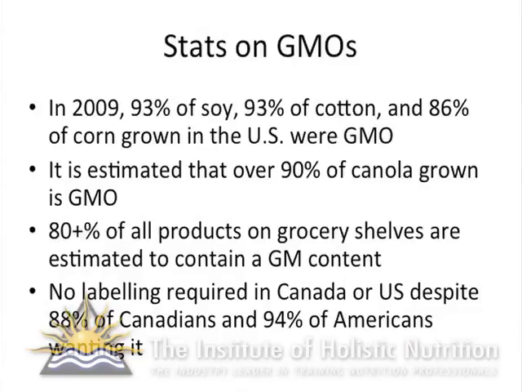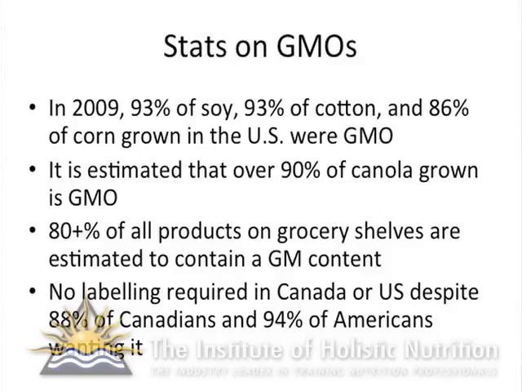And so some of the statistics on genetically modified organisms. So in 2009, 93% of soy, 93% of cotton, 86% of the corn grown in the US were genetically modified, okay? And they don't really look different, so you wouldn't know, right? And we don't have labeling laws in this continent right now, so we won't know in our food either. It's estimated that over 90% of the canola grown is genetically modified. And we grow a lot of canola in Canada. Canadian oil, canola.